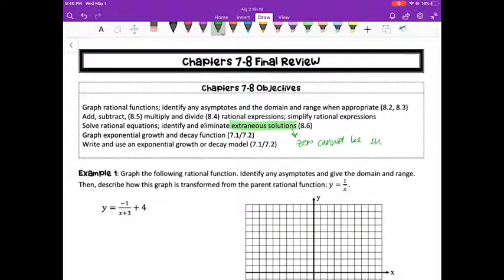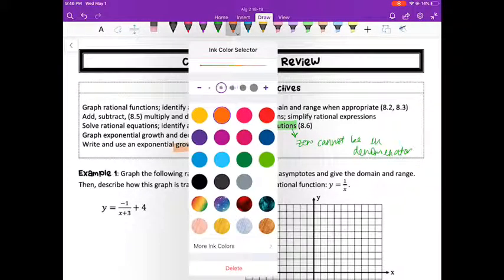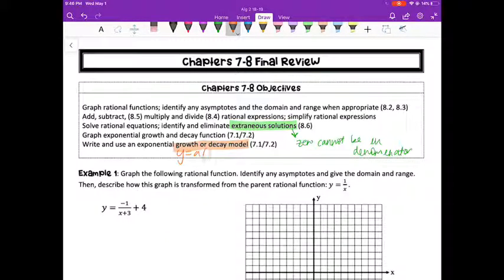And then from chapter 7, we only got through sections 1 and 2. So from 1 and 2, we need to be able to graph exponential growth and decay, as well as use exponential growth and decay models. Now know that that will include both regular exponential growth and decay, y equals a times 1 plus or minus r to the t, as well as compound interest. And we do want to know that formula, A equals P times 1 plus r over n to the nt, where n is the number of times it's compounded per year.